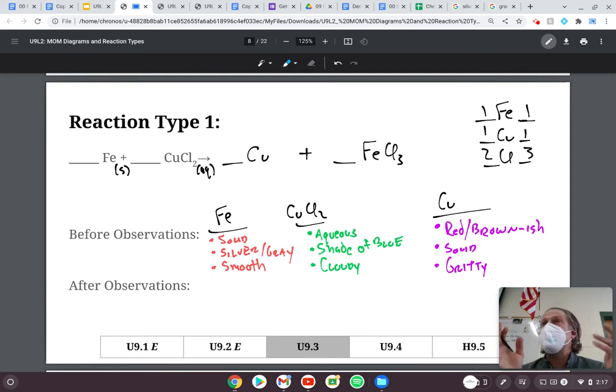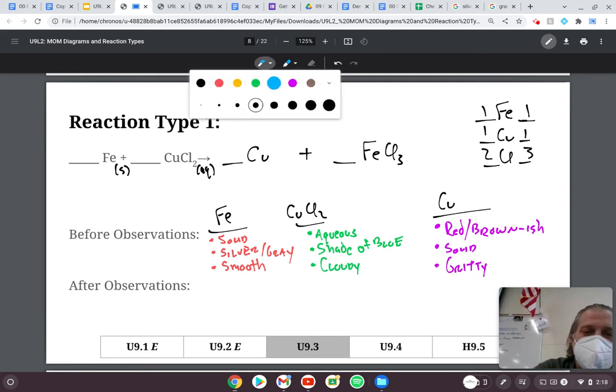Now, going from left to right, my irons are balanced. I've got one on both sides. My coppers are balanced. I've got one on both sides. My chlorines are not. I've got a 2 and I've got a 3. I call this the odd-even dilemma. With the odd-even dilemma, what I usually do is I try to rectify the odd-even dilemma with the lowest common multiple. So what is the lowest common multiple of 2 and 3? 6, right? So I'm going to try to make sure that both chlorines end up with 6.